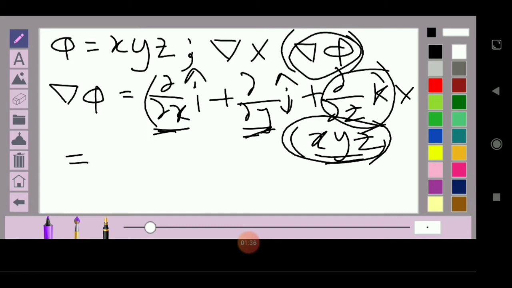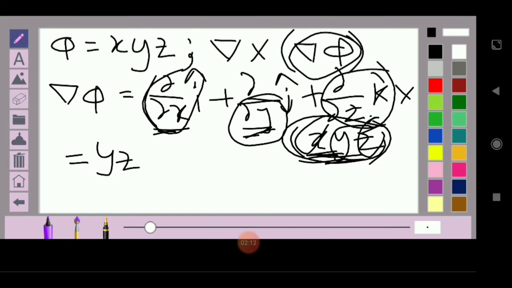So del x of xyz. Remember, whenever we are taking the partial derivative with respect to x, we consider only the variable x, because y and z are constant for this factor. Whenever we are taking the partial derivative with respect to y, then x and z are constant, and for z, x and y will be treated as constant again. So del x of xyz gives us, because the derivative of x is 1, only yz remains, and i hat.